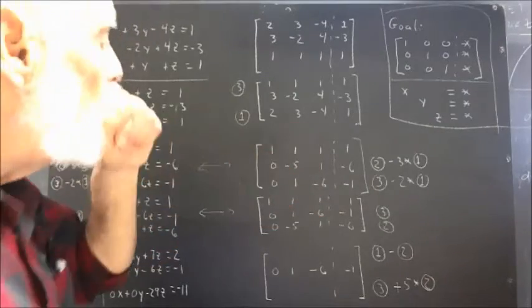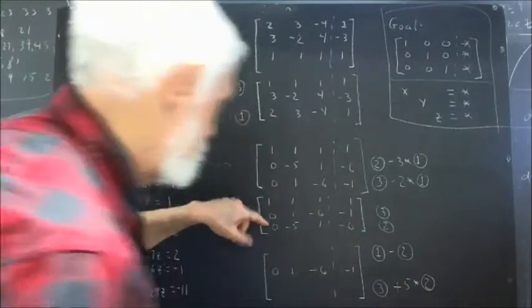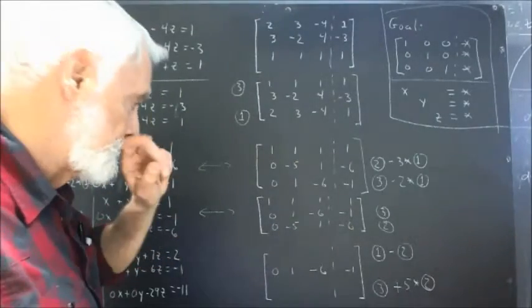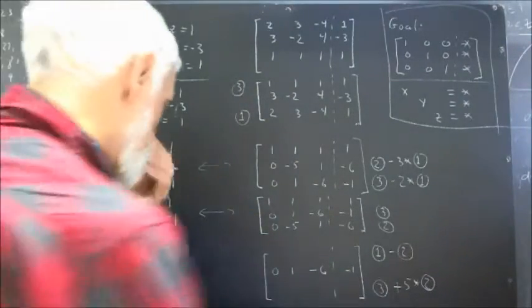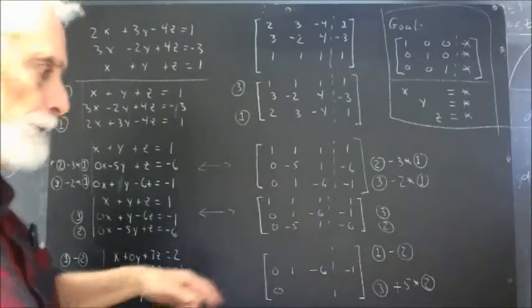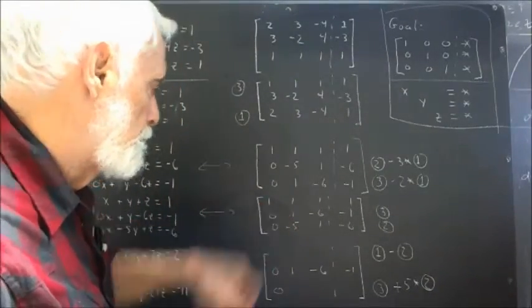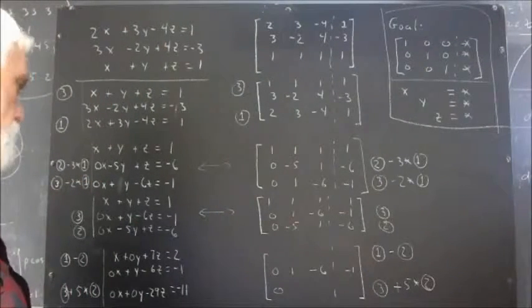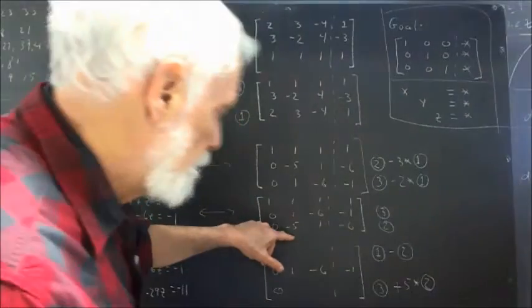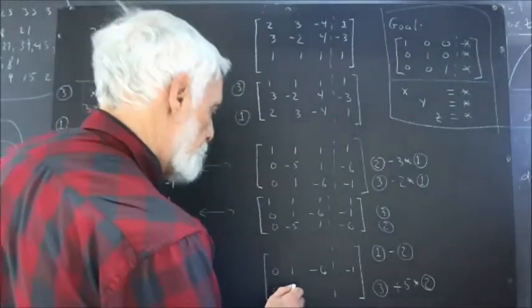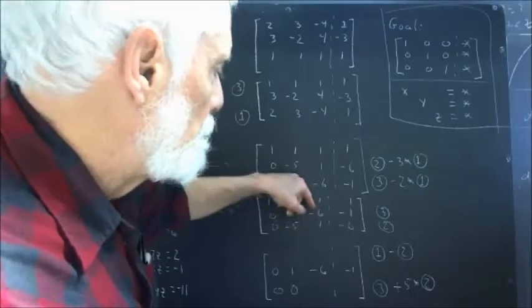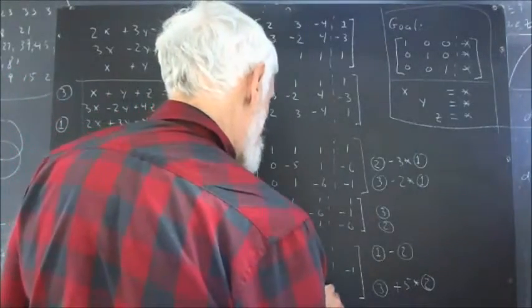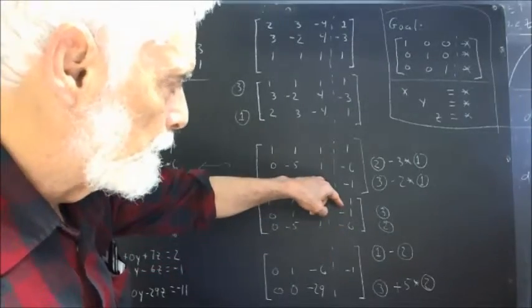Okay, now, over here, again, the third row, again, we're doing third row plus 5 times the second row. Third row plus 5 times the second row, well, that's just zeros, so we get a 0. The -5 plus 5 times the 1 gives us 0. And the 1 plus 5 times -6 gives us 1 plus a -30, which is -29. And -6 plus 5 times -1 is -6 plus -5, which is -11.